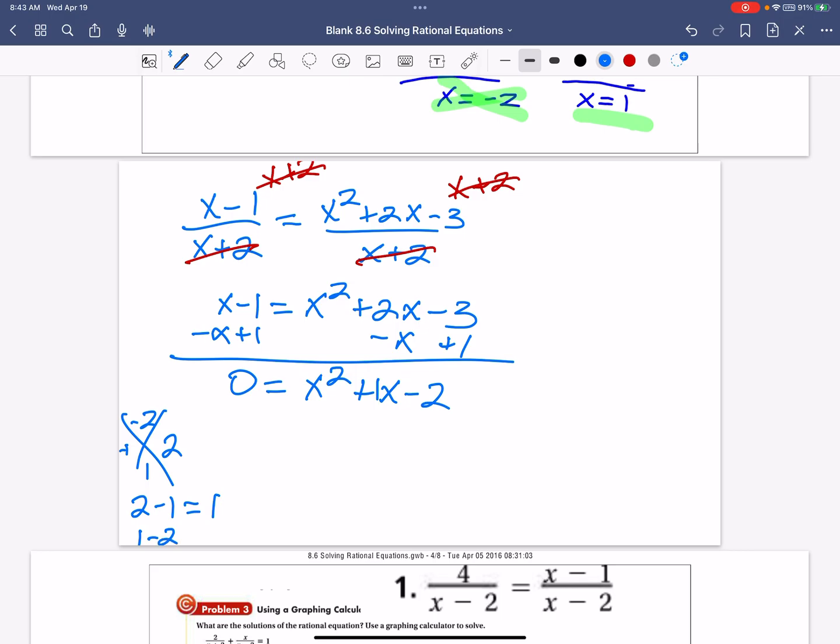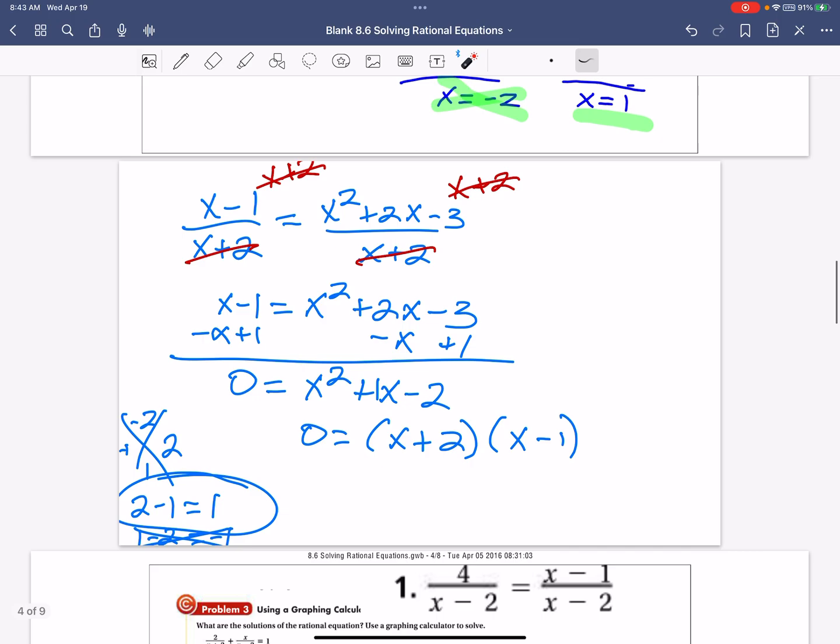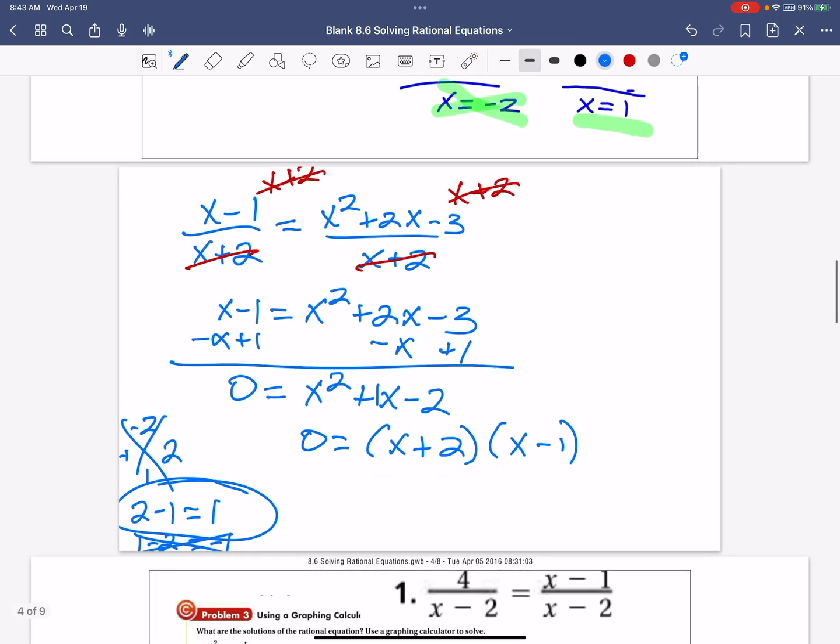1 minus 2 equals -1. So we don't want 1 minus 2. We want this one, 2 minus 1. So these parentheses then factor x plus 2 and x minus 1. So if we set x plus 2 equal to 0, we get -2. If we set x minus 1 equal to 0, we get +1. So x equals either -2 or +1.